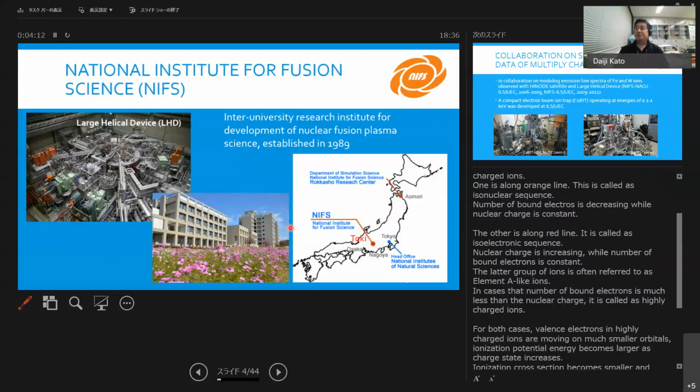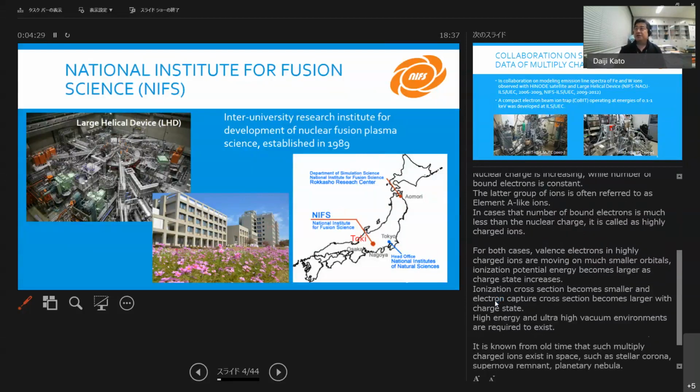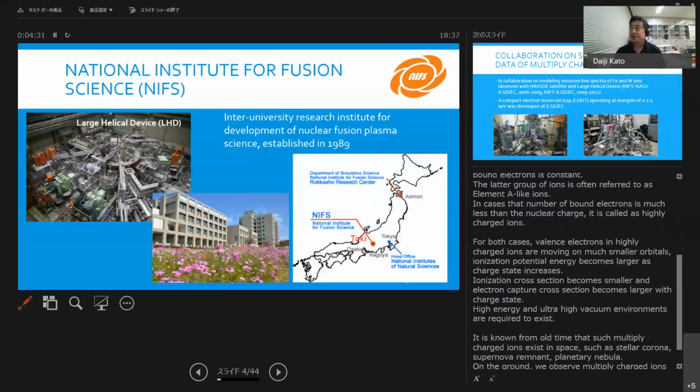For both cases, valence electrons are moving in much smaller orbitals, and ionization potential energy becomes larger as charge state increases. And ionization cross-section becomes smaller and the electron capture cross-section becomes larger with charge state. So therefore high energy and ultra high vacuum environments are required for them to exist.